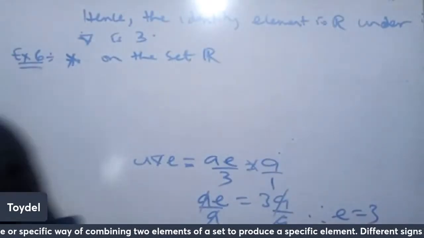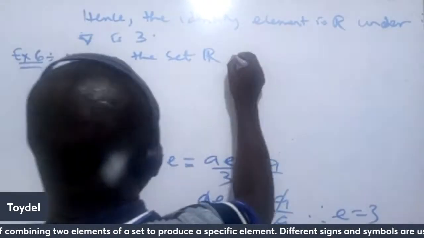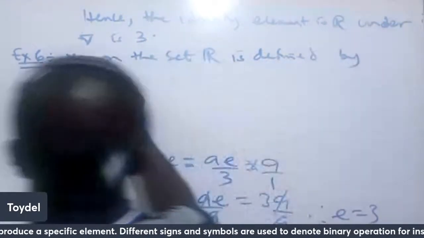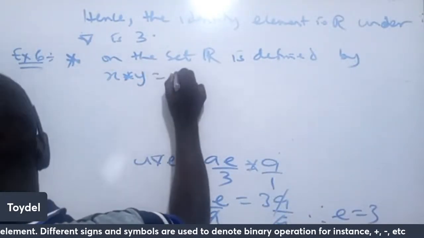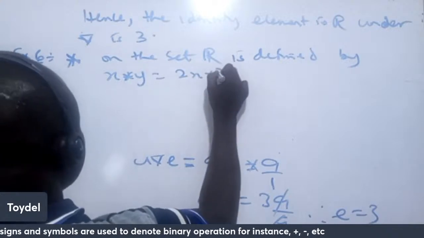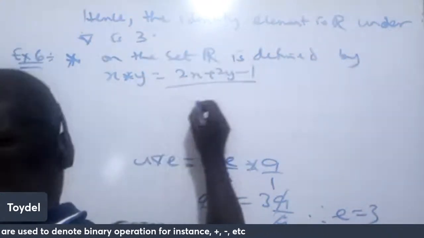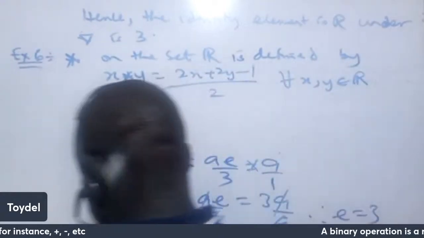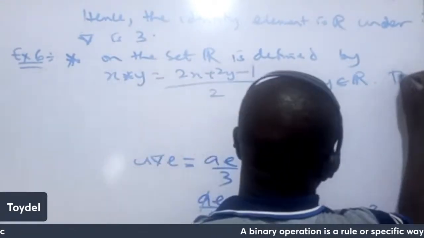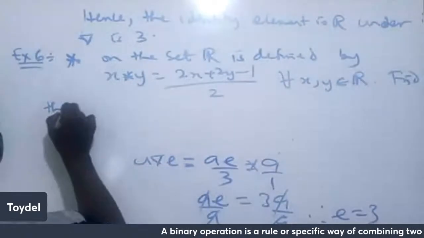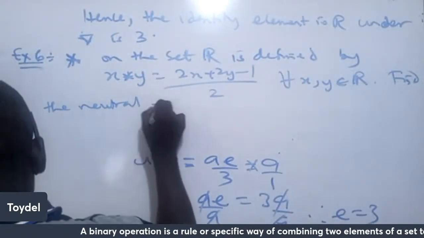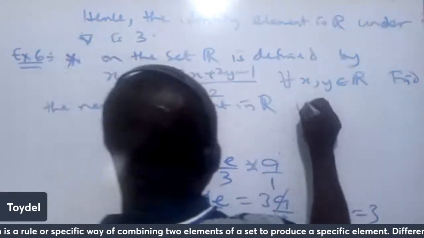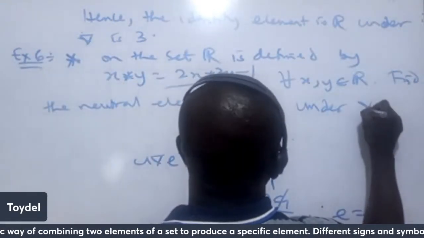Okay, on the set R, the set of real numbers, an operation is defined by x asterisk y equals (2x plus 2y minus 1) all over 2, for all x, y that belong to the real numbers. The question now says: find the neutral element in R under the operation asterisk.